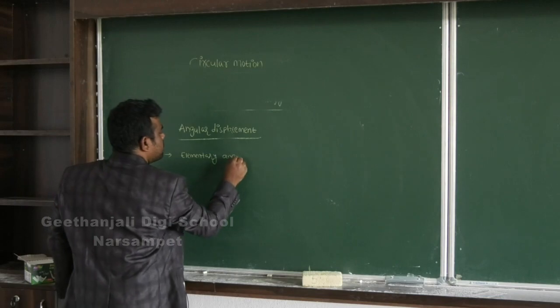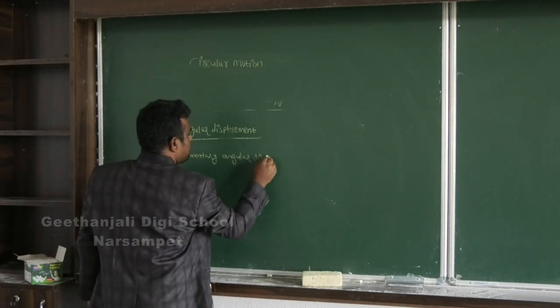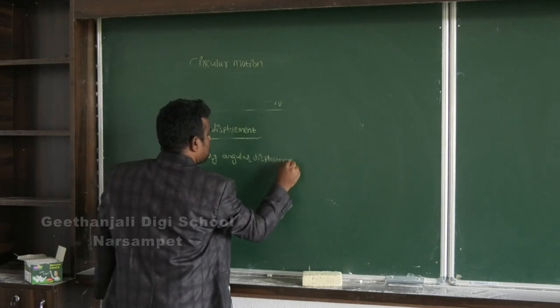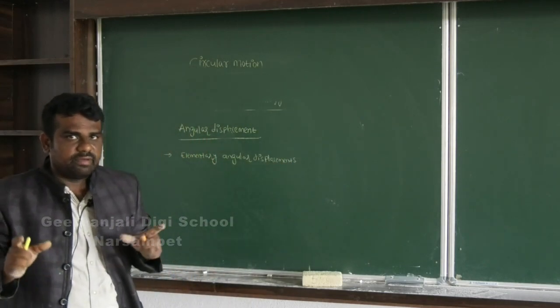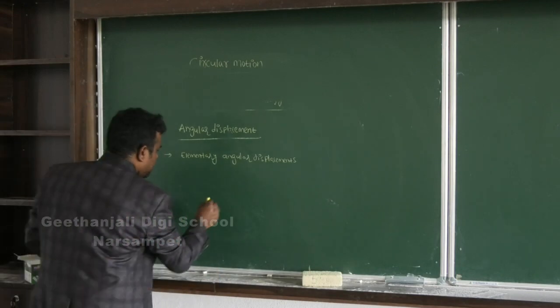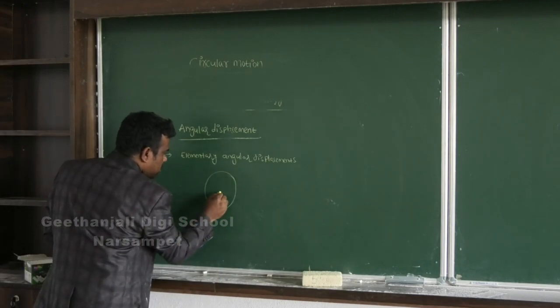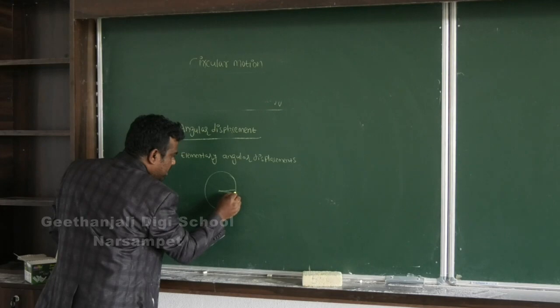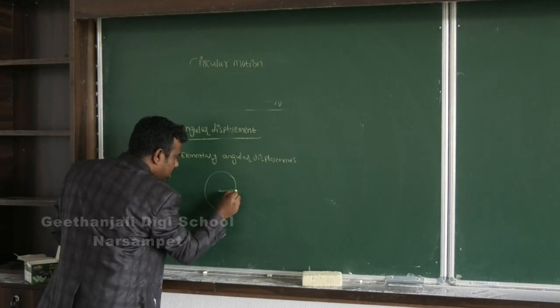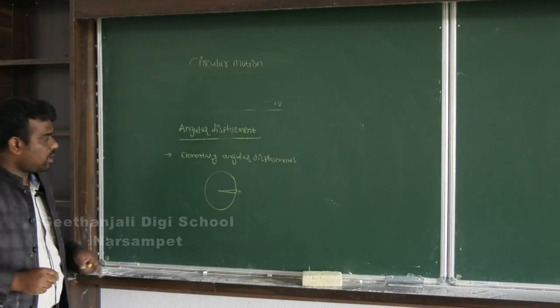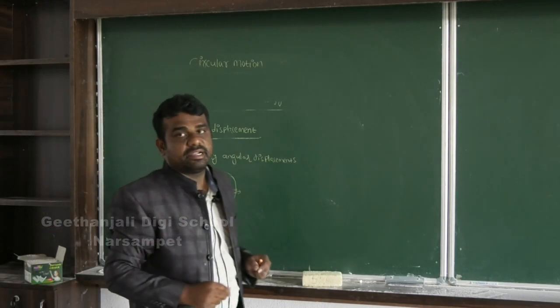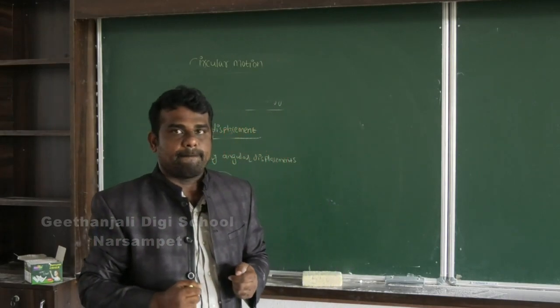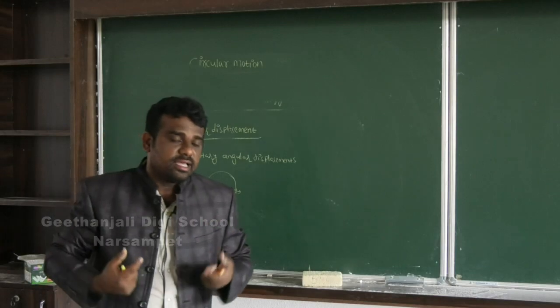Elementary angular displacements are considered as vectors. What is the meaning of elementary angular displacements? Suppose a particle is moving in a circular path like this. In a small time interval, through what angle can that particle rotate? Through a smaller angle it can rotate. If I take the arc length, it is almost a straight line. So I can consider the elementary angular displacements are vectors, but finite angular displacements are scalars.